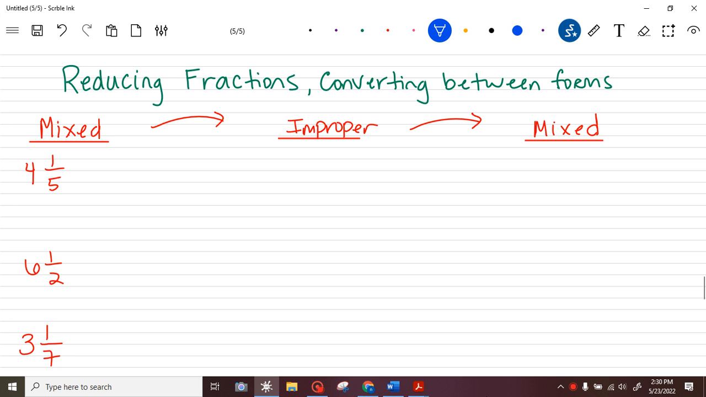So a mixed number is just that, it's a mixed number that has a whole part with a fractional part. So that means you have 4 wholes and then you only have 1 out of 5 of the next thing, whatever it might be. So fractional part.